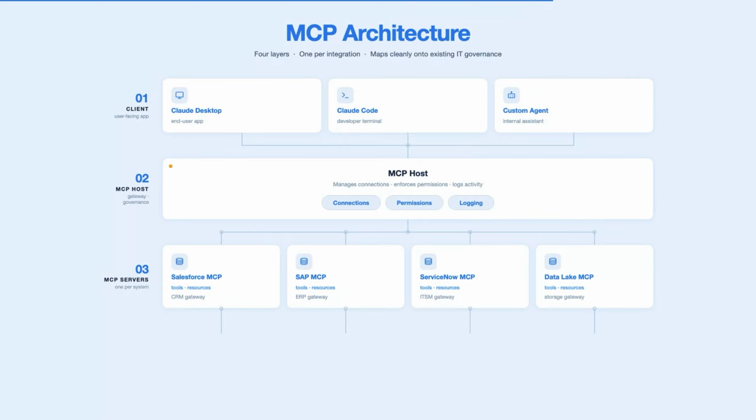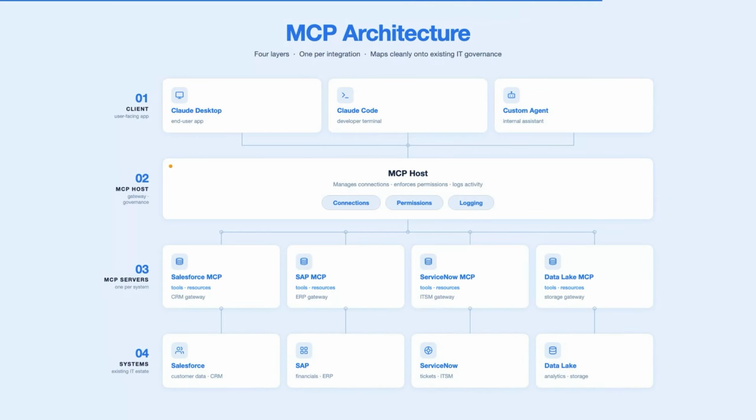Next, the MCP servers themselves, one per system. A Salesforce server, a SAP server, a ServiceNow server, a data lake server. Each one exposes a specific set of tools and resources. At the bottom, your existing systems, the CRM, the ERP, the ticket system, the data lake. Nothing gets replaced. MCP sits on top of what you already have.